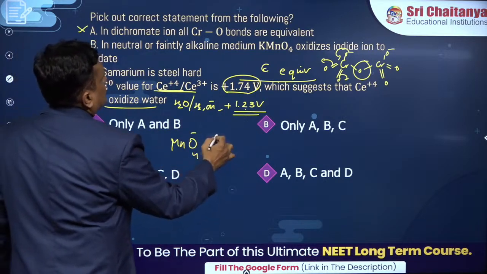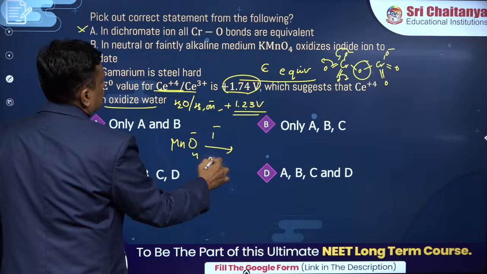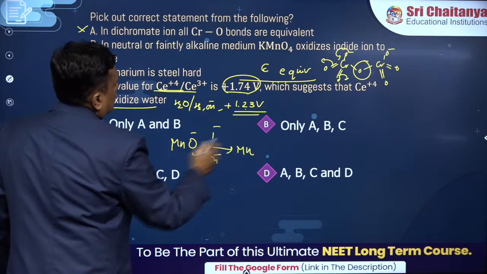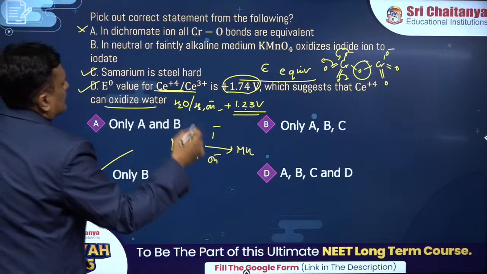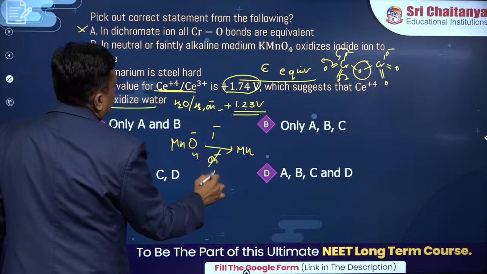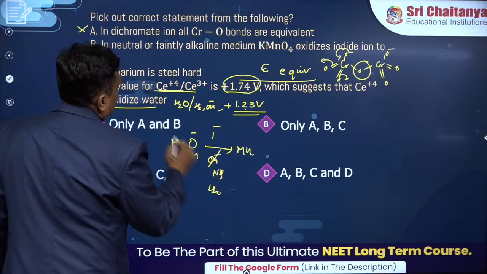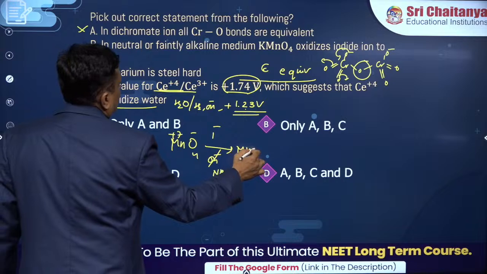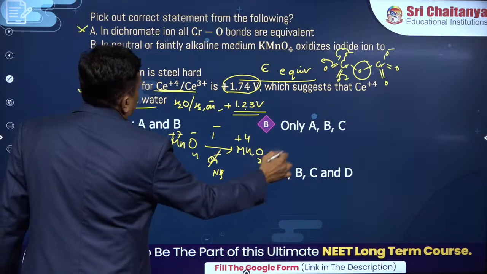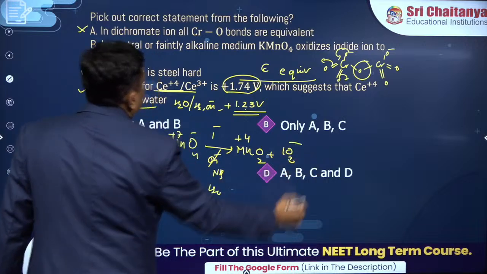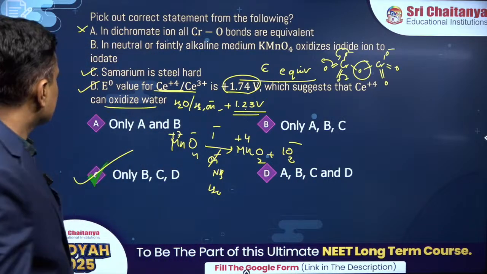When you are stuck in this situation, I suggest you to do this. You know that Mn changes slightly alkaline, right? Faintly alkaline. That means you should take here ammonia or H2O, in which manganese changes from +7 to +4, and iodine changes to what is given? Iodate. Maybe it is correct.